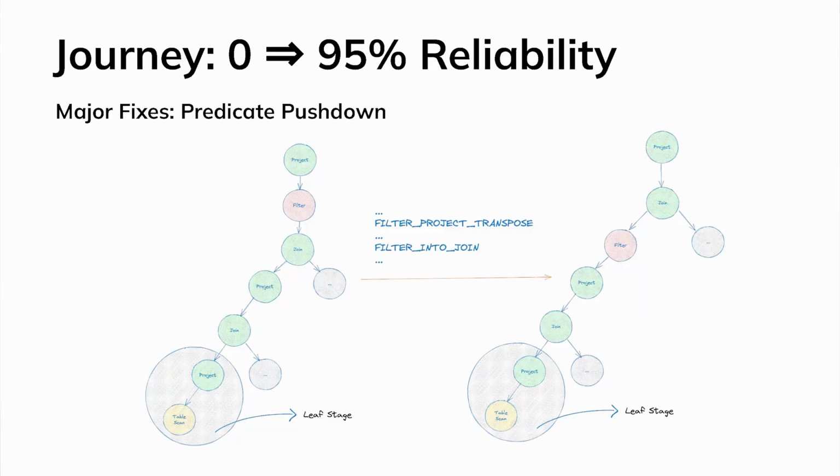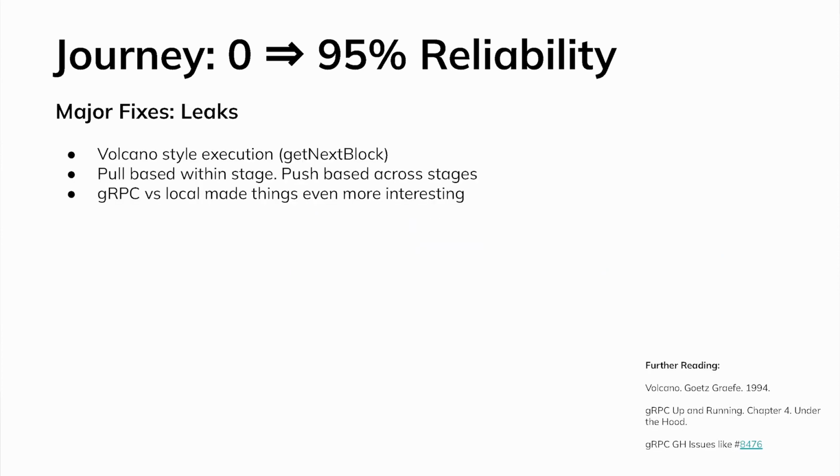And finally, I think we found that there were a bunch of leaks happening in the system. There were a bunch of reasons for this. I don't think it makes sense to go into the details of those, but at a high level, we have a kind of Volcano style execution. So each operator is calling get next block within a stage, but across stages there is a push based mechanism.